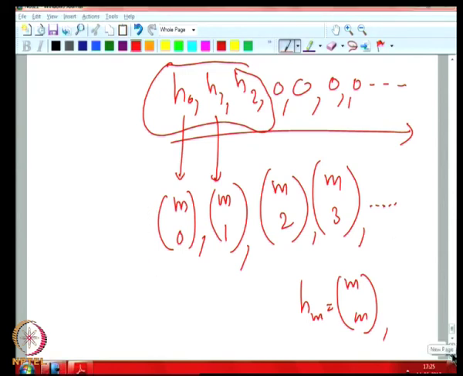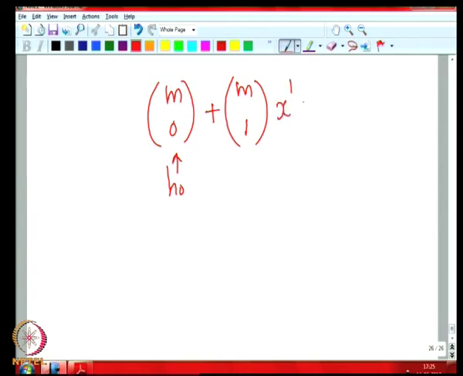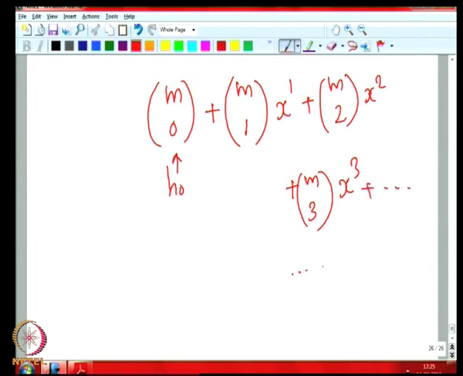What is the generating function of it? The generating function of this is given by m choose 0 plus m choose 1 into x raised to 1 plus m choose 2 into x square plus m choose 3 into x cube plus like that until you reach m choose m into x raised to m. The rest of the terms are all 0, so we can discard them. So, this corresponds to H0, this is H1, this is H2, and until this is Hm.